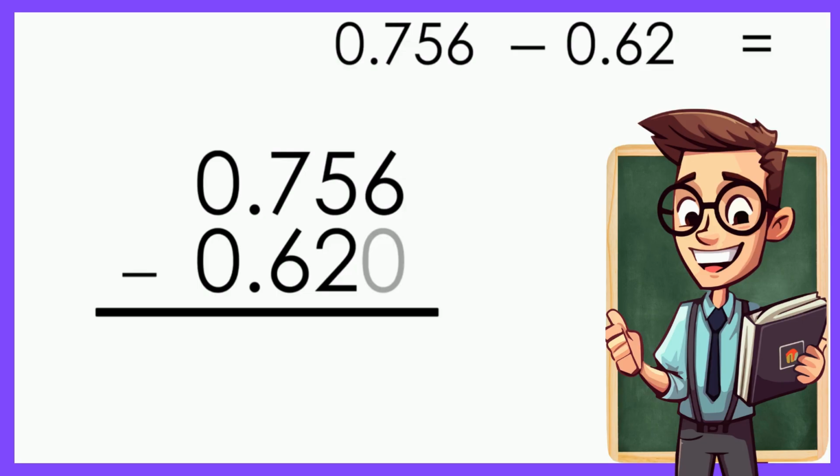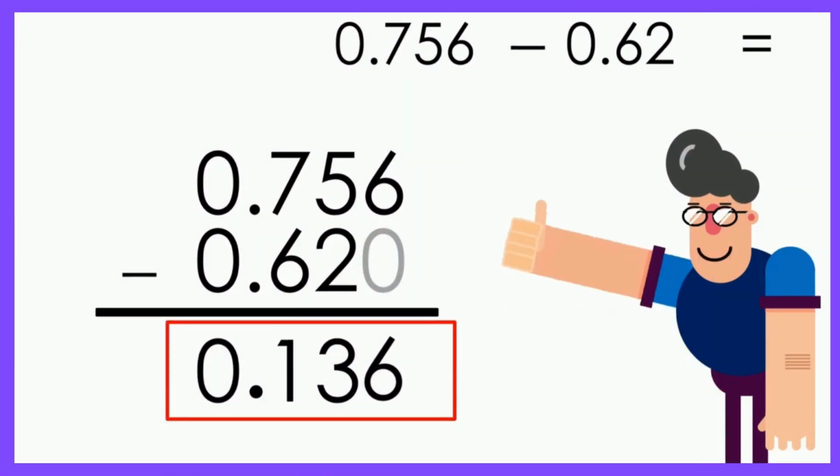Now, the next step is to subtract the numbers, starting from the rightmost column. 6 minus 0 is 6, so we bring down 6. Here we have 5 minus 2, and that's equal to 3. Here we have 7 minus 6, and that's equal to 1. Next, we need to copy the decimal point. Just make sure that the copied decimal point is aligned to the decimal points of the subtrahend and the minuend. Last, we have 0 minus 0, or simply copy 0. So, the final answer is 0.136.